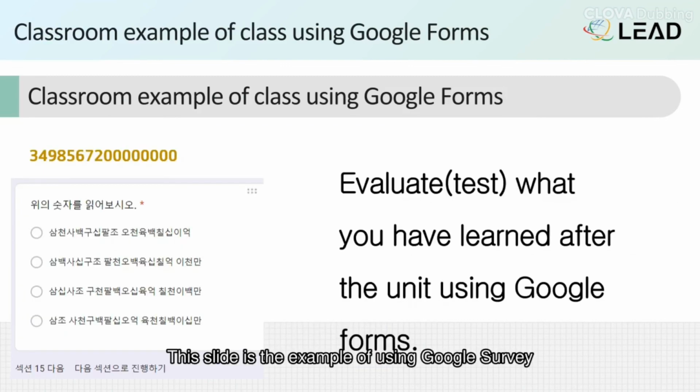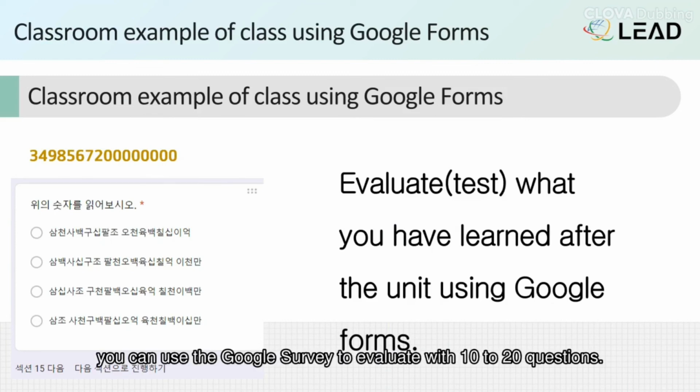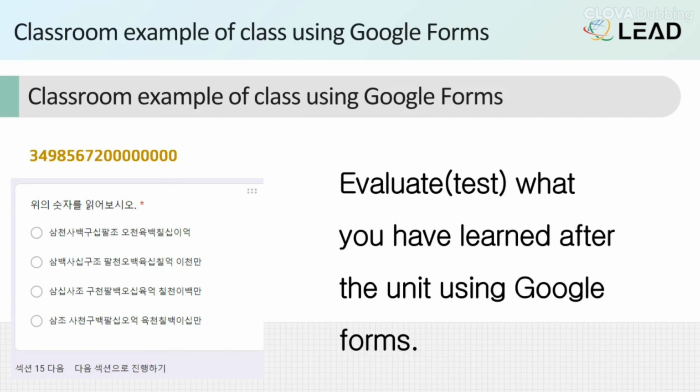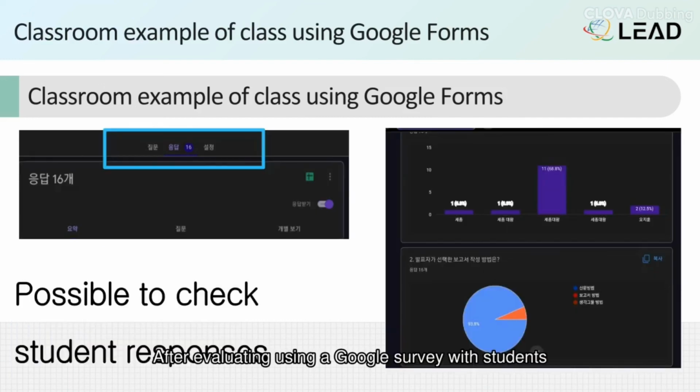This slide is an example of using a Google survey after finishing one unit of math. At the end of the unit, you can use the Google survey to evaluate with 10 to 20 questions. After evaluating using a Google survey with students, you can check where each student checked their answers and what answers they wrote by looking at the responses.